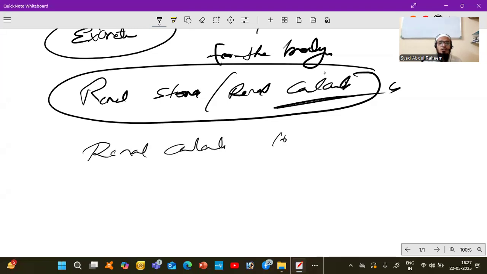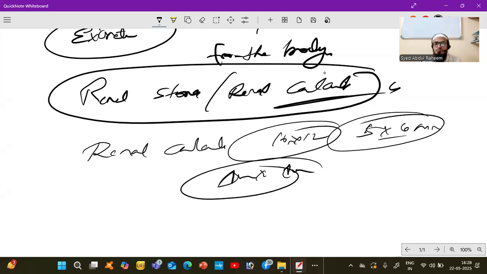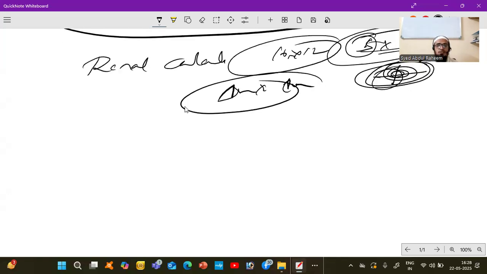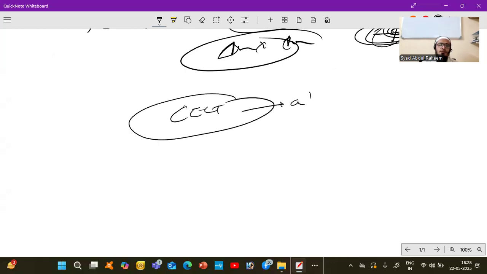It will give sizes like 16 into 12, or something like 5 into 6. Sometimes it will give 1 centimeter, 10 like that. So 5 is the length and 6 the breadth, meaning the whole stone is minimum 5 length, 6 breadth. So the investigation of choice for renal stones is CECT abdomen.